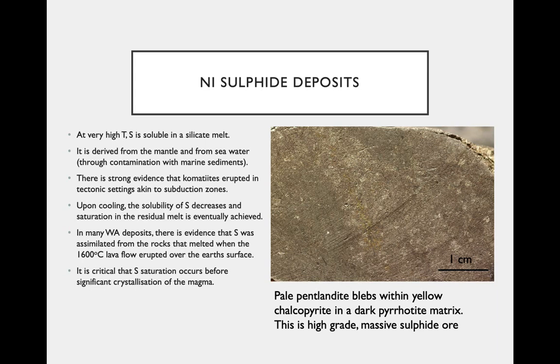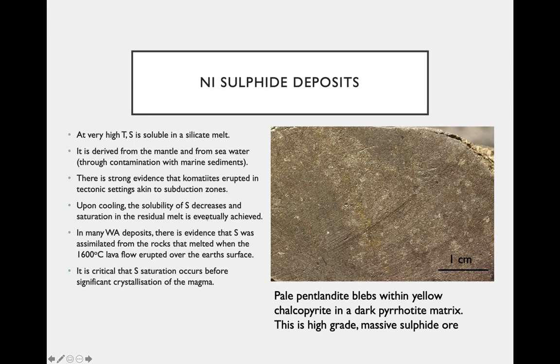So what happens in these systems, we get this massive sulfide ore when we have this accumulation. We need very high temperatures. At the highest temperatures of magma, sulfur is soluble in the silicate melt. It's happy, it will stay as a silicate liquid. The sulfur gets into those magmas largely from either the mantle or from the seawater through contaminating with marine sediments.